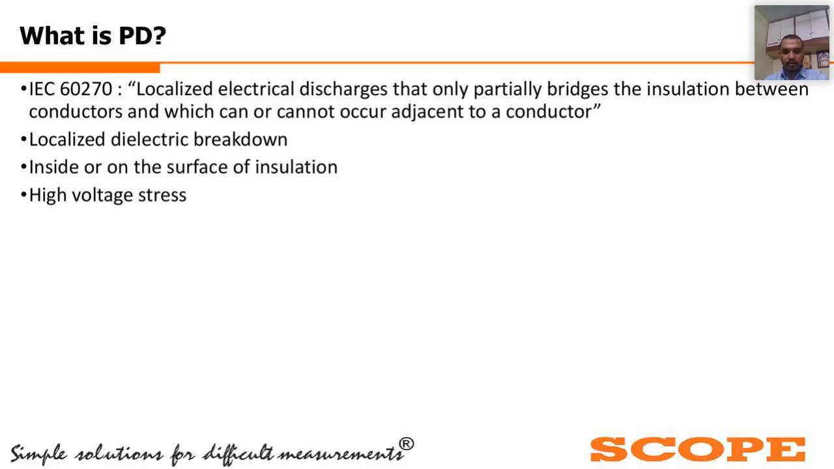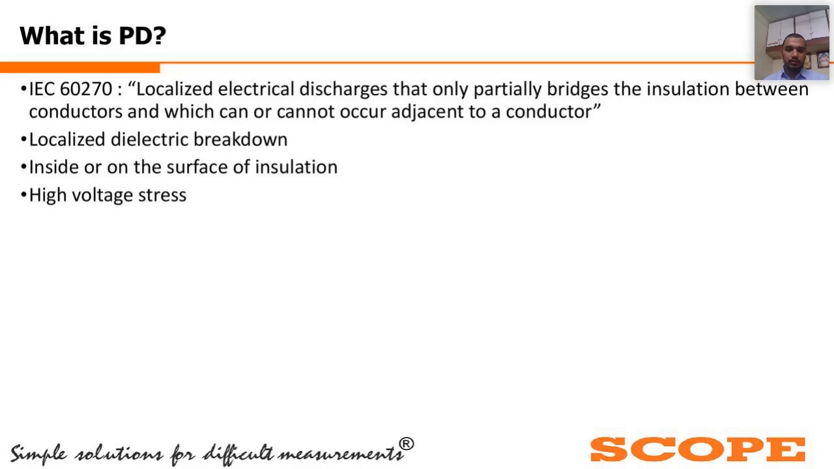Now, there are 3 points that are written right here. These are of prime importance. First one is that these are localized electrical breakdowns. That means these are discharges that start happening at physical defects at a very small level, at a very microscopic level, and they are at the very primary level of their inception, right? Second, they can be inside or on the surface of the insulation, as I said in the definition. So they can be inside the insulation, or they can be on the surface of the insulation.